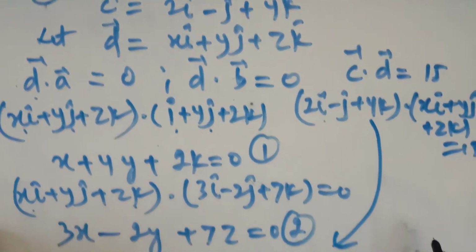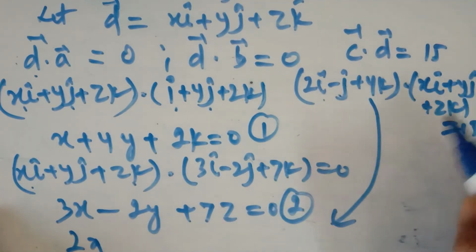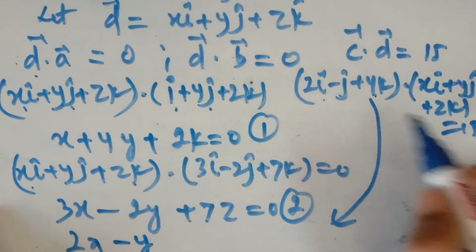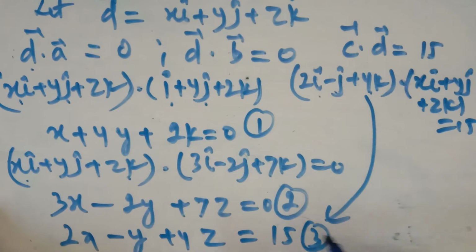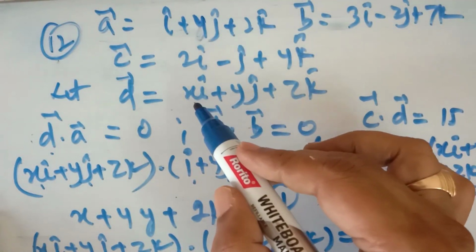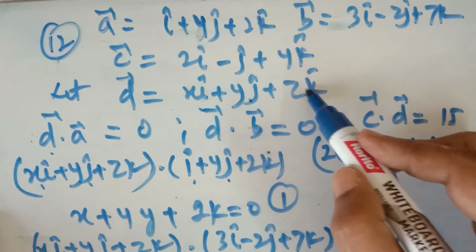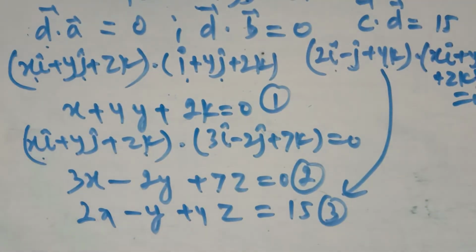You will get 2x, then minus j with y, it is minus y, and 4k with zk will go to 4z, equal to 13. So this is the equation number 3. Now because you have to find this vector d, which we have let equal to xi plus yj plus zk, you have to solve these three equations, that is equation number 1, equation number 2, and equation number 3.